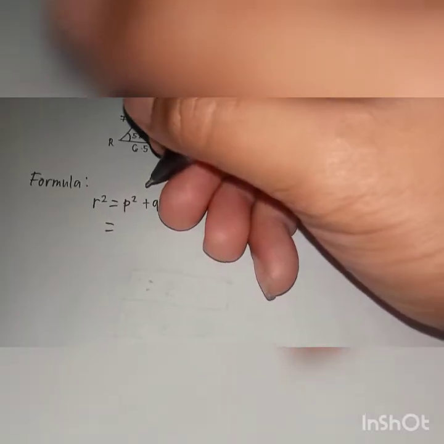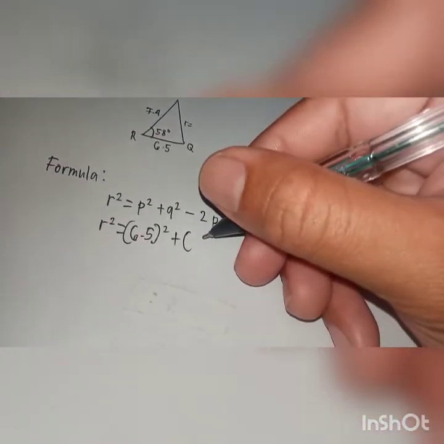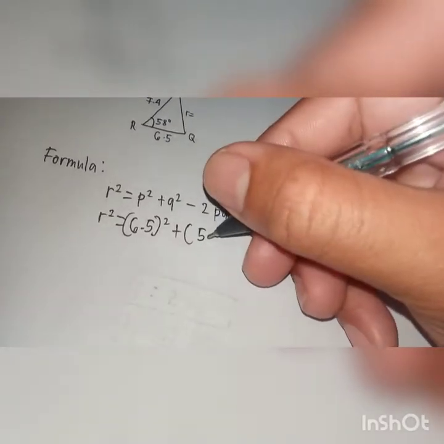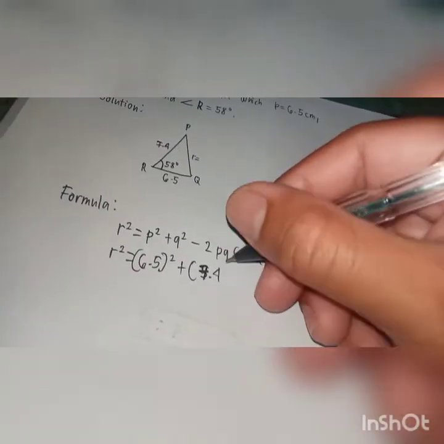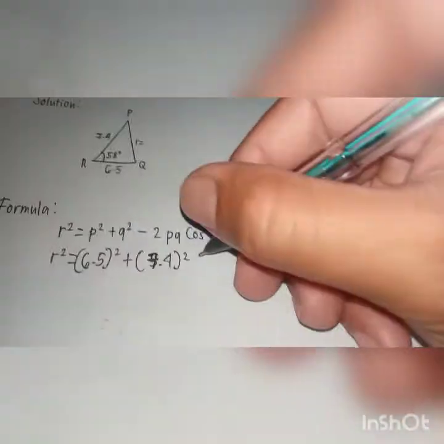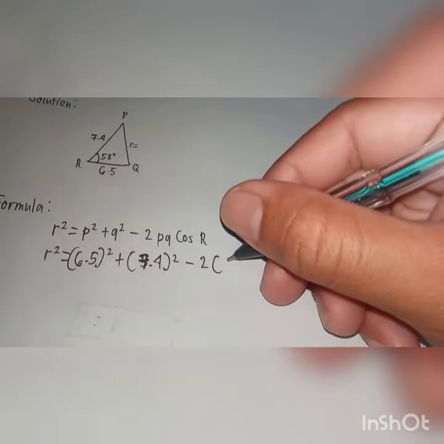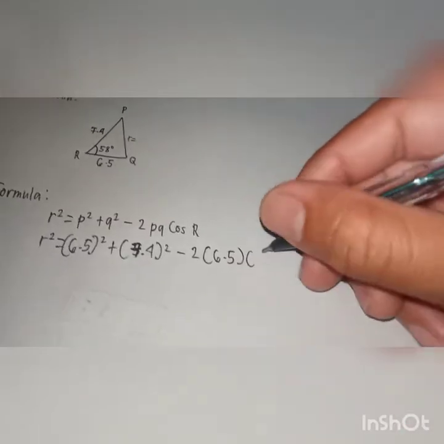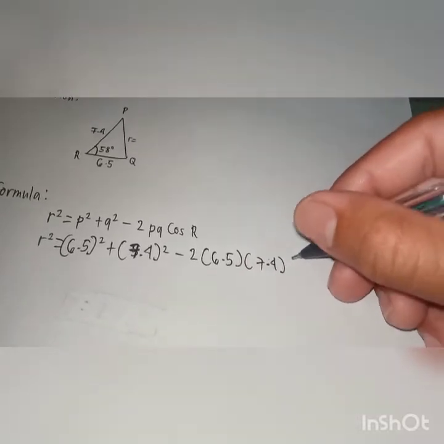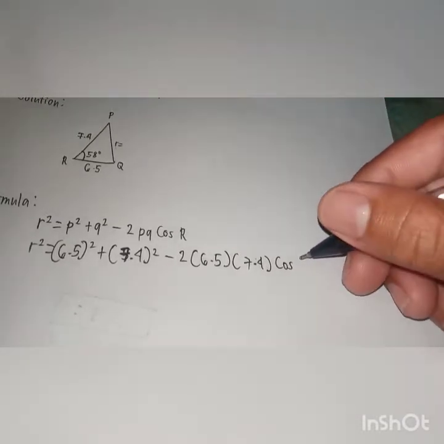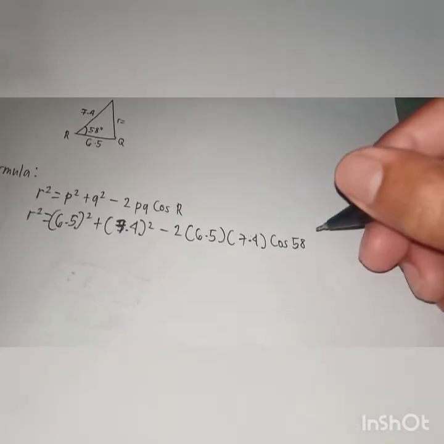So the value of p, which is 6.5, squared, plus the value of q, which is 7.4, squared, minus 2 times the value of p, 6.5, times the value of q, which is 7.4, times cos of the value of R, which is 58 degrees.